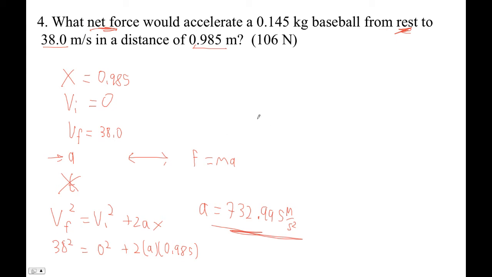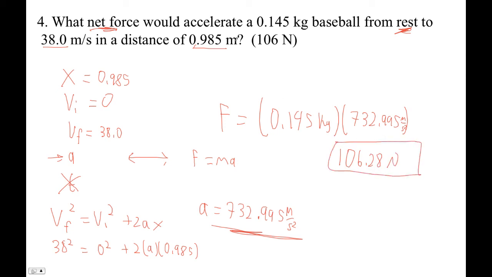So now we got to use F equals ma, right? So force equals 0.145 kilograms times, and then we're just finding the net force, right? So 732.995 meters per second squared. Okay, so I'm just going to take what's on my calculator and go times 0.145. I get 106.28, all right, which is about 106 with 3 digits. Okay, so that's what this one is.